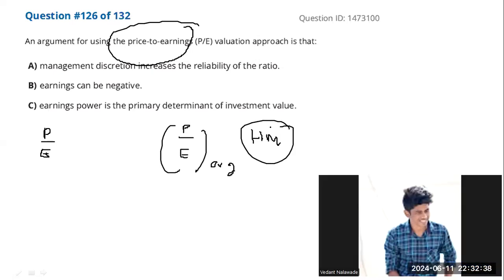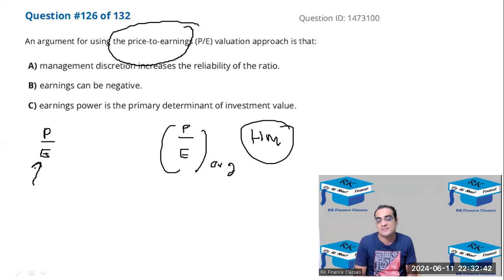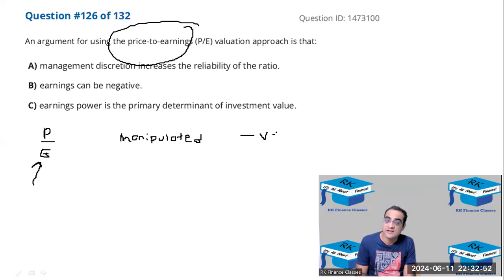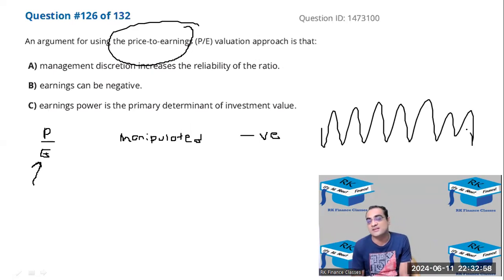Right. But the main problem of calculating price to earning ratio is that the earnings being used in the denominator have three problems. Number one, earnings could be manipulated. Earnings could be negative. When a company is making a loss, the earnings would be negative. And third, earnings could be volatile. So these are the three main problems of using the price to earning ratio.